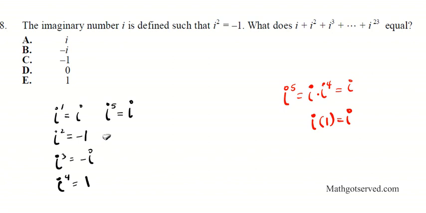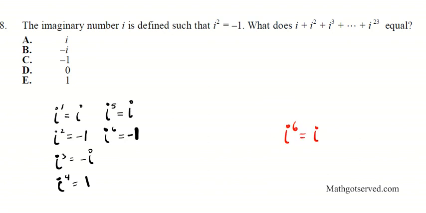Alright? And guess what? I to the sixth is the same thing as i squared, right? And i squared is negative 1, so i to the sixth is negative 1. Oh wait, how on earth do I know that i to the sixth is negative 1? Exactly the same argument as for i to the fifth, right? Because I know that i to the sixth is i squared times i to the fourth. And I know i to the fourth is 1, so let's just drop that, because that's just 1, right? And i squared is negative 1. Negative 1 times 1 is just negative 1. So you see, this pattern keeps on repeating.